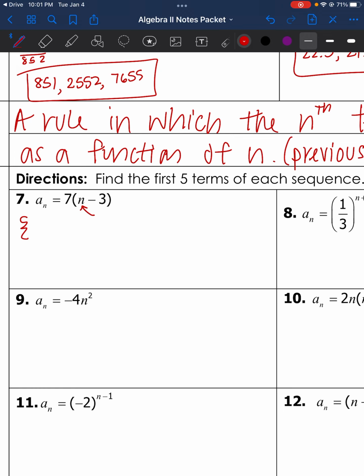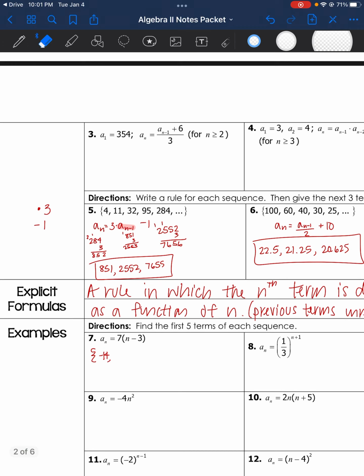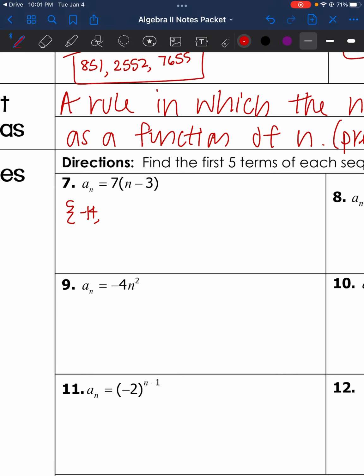1 minus 3 is negative 2. Negative 2 times 7 is negative 14. That's our first term here. And notice, in the recursive formulas, we were always given the starting point, because our rules always said you have to go back to the last number, so you have to have a number to start with. But in explicit formulas, you don't have to give your starting number because all you need to know is what n is. For the first term, n is 1.